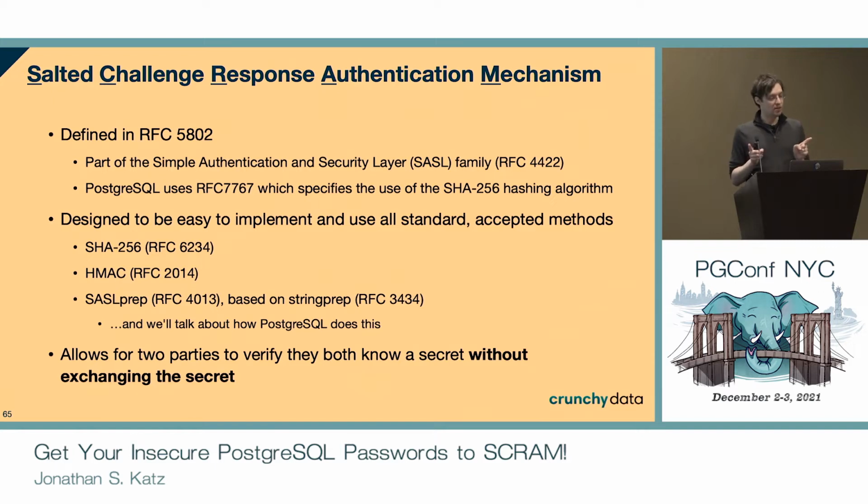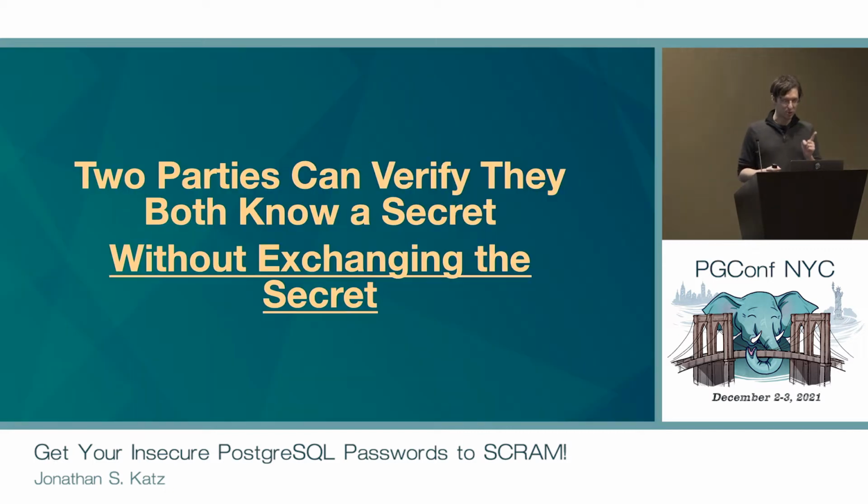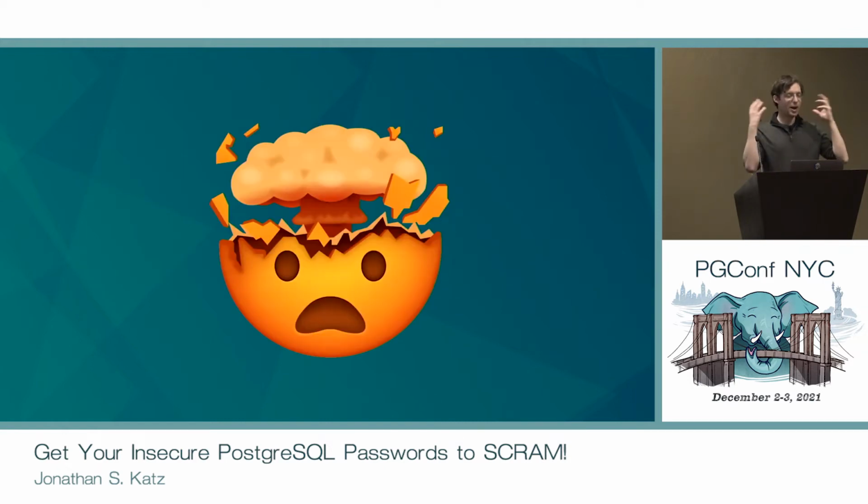What makes SCRAM special is that it allows two parties to verify that each party knows a secret without ever exchanging the secret. So let me repeat that again, because this is a really important point. Two parties can verify they know a secret, like a password, but they never have to send the secret to each other. When I first realized that, when looking at SCRAM, this was a mind-blowing moment. Wow. So we can basically determine we both know something without ever exchanging it. I always find that so cool.